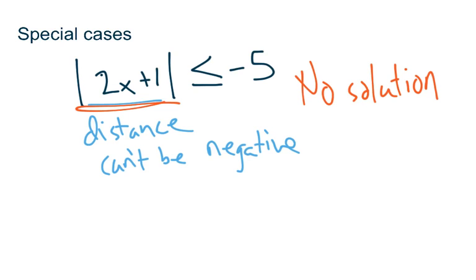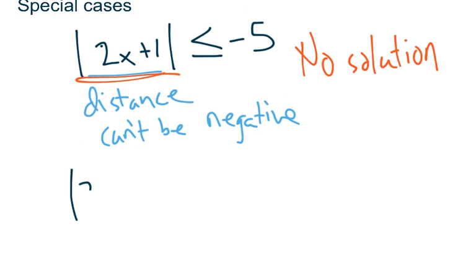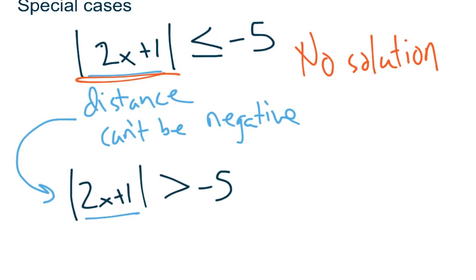Because if we take the same pieces, 2x plus 1, absolute value of that, but now we say it's greater than negative 5, well, guess what? Same idea applies. That's a distance. It can't be negative. It will always be positive, meaning it is always greater than 0. So guess what? All real numbers. You can plug whatever you want into x and you will always get a solution.